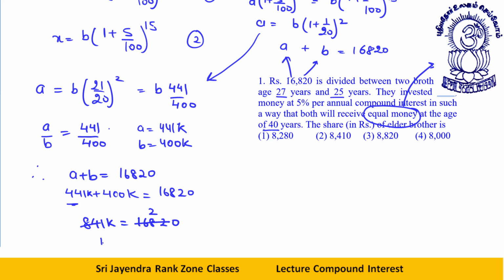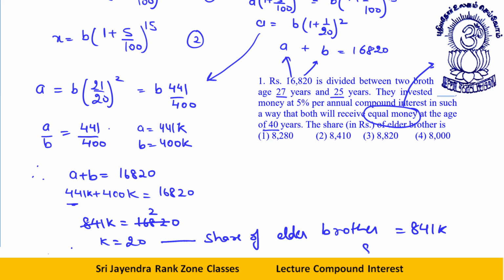2. 2 into 10. k is equal to 20. The share of elder brother. Okay, I don't have space now. The share of elder brother is equal to 841k, that is 841 into 20.